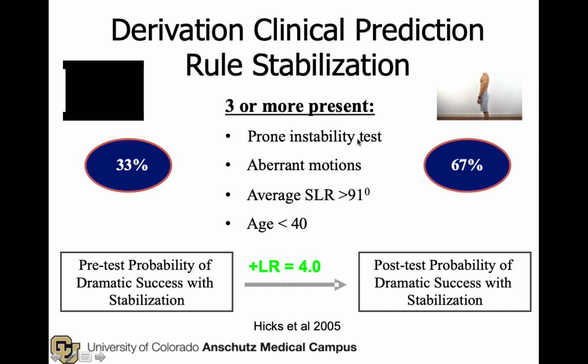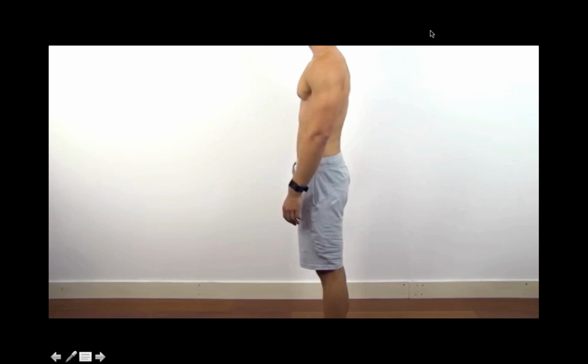Now, as far as aberrant motions, what I teach my students is if you have them do a forward bend and return from forward bend, if it just doesn't look right, it's an aberrant motion. So here would be some examples. Ask your patient to flex his spine and to extend it again.